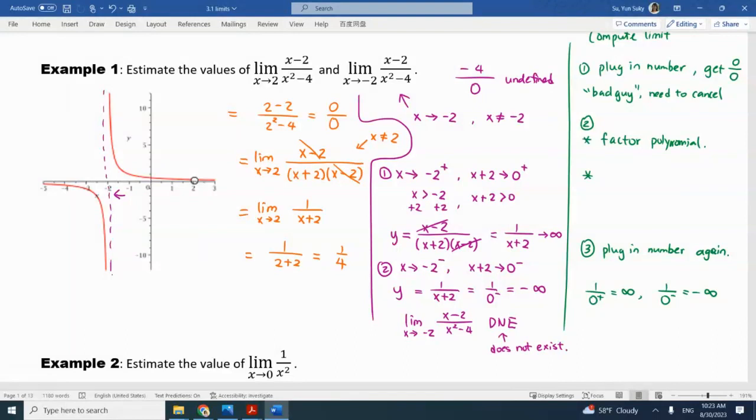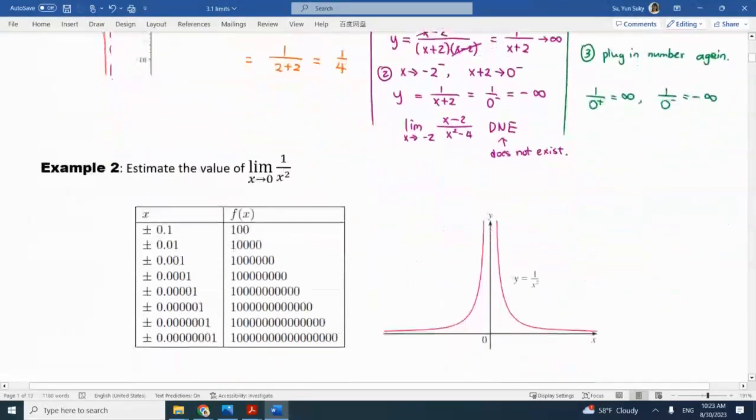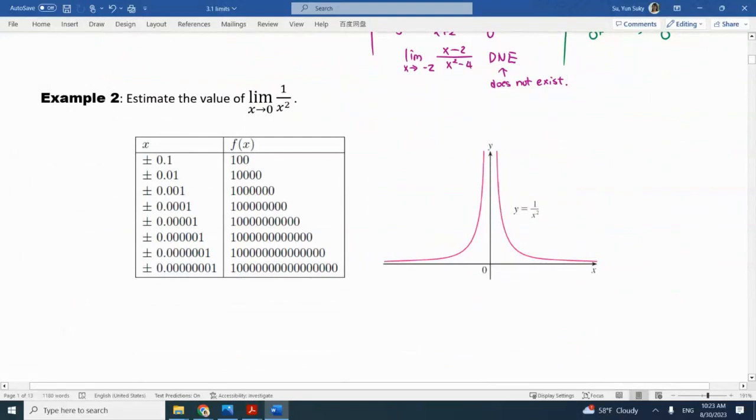All right. Let's continue. How about this function? So this function, x goes to 0. Do you see x squared is always positive? Yes. X squared is always greater or equal to 0. And when x goes to 0, x squared goes to 0 plus. Right, everybody? X squared always greater or equal to 0.